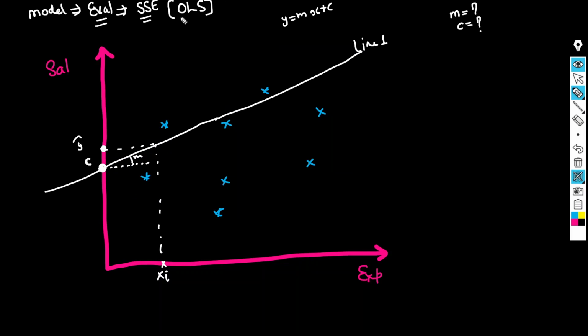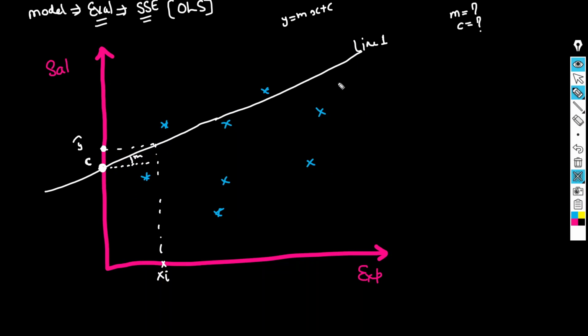So by using this particular ordinary least squares method, we draw the best fit line, right? We draw the best fit line. This is the line. How can we draw the best fit line? Let's understand what OLS is now.